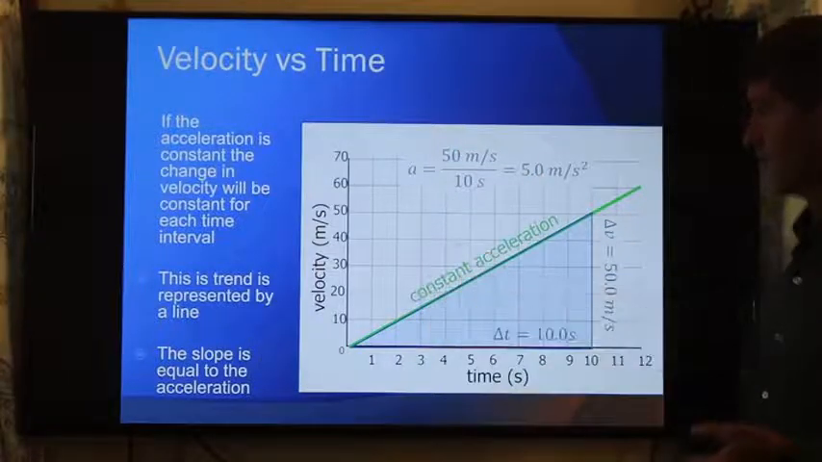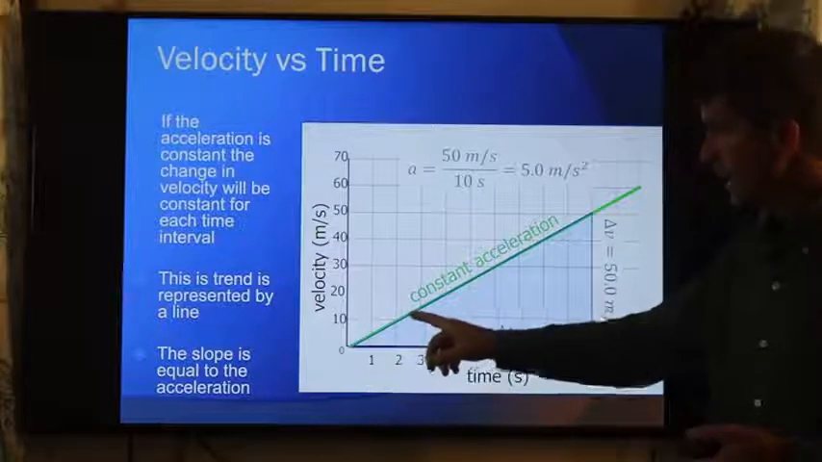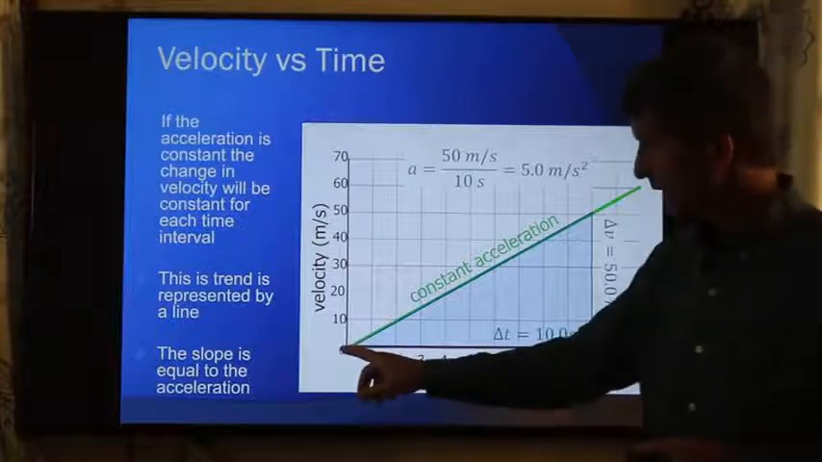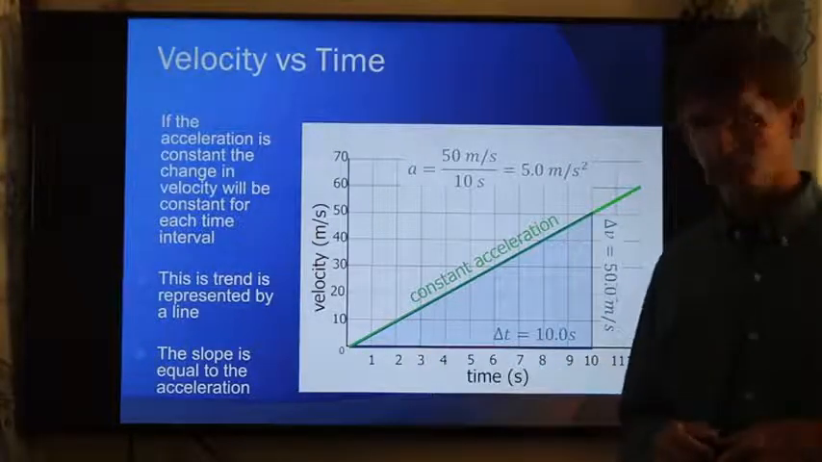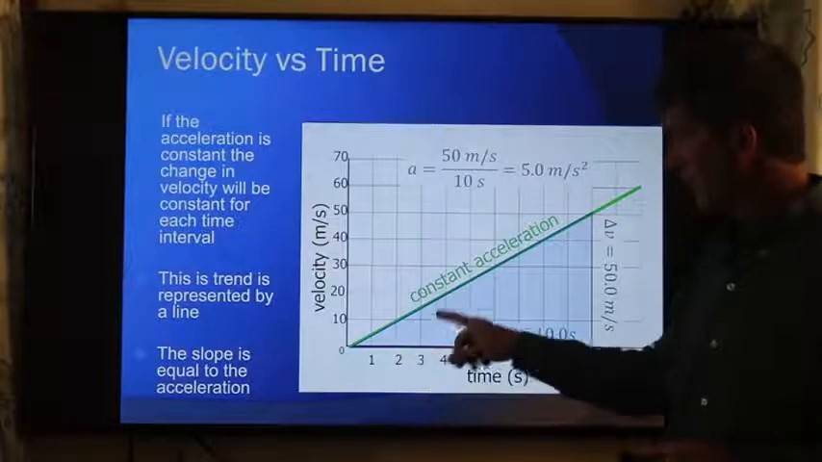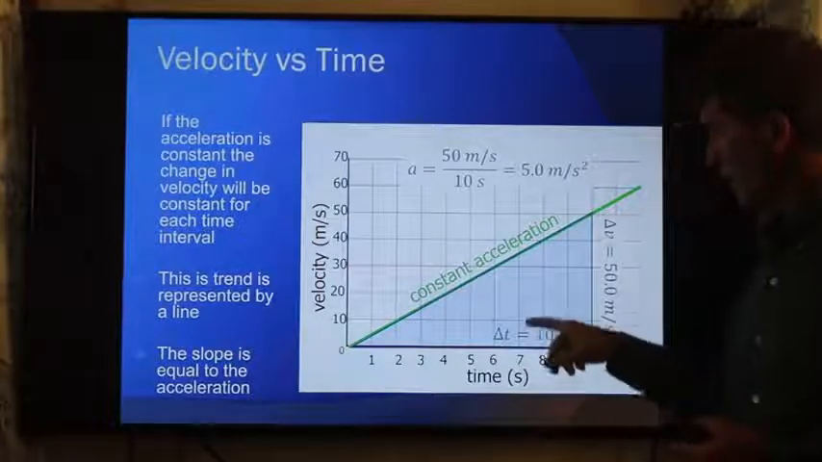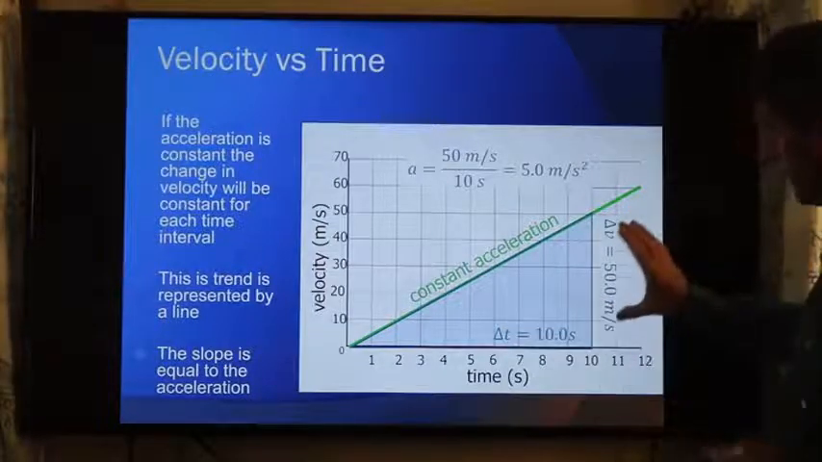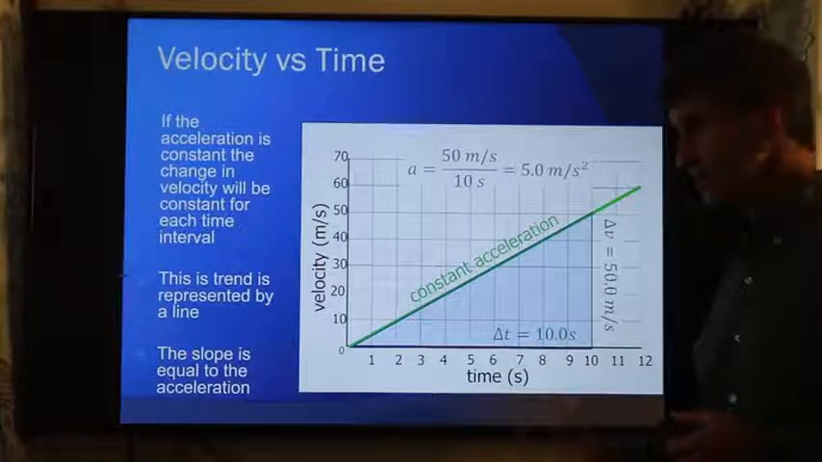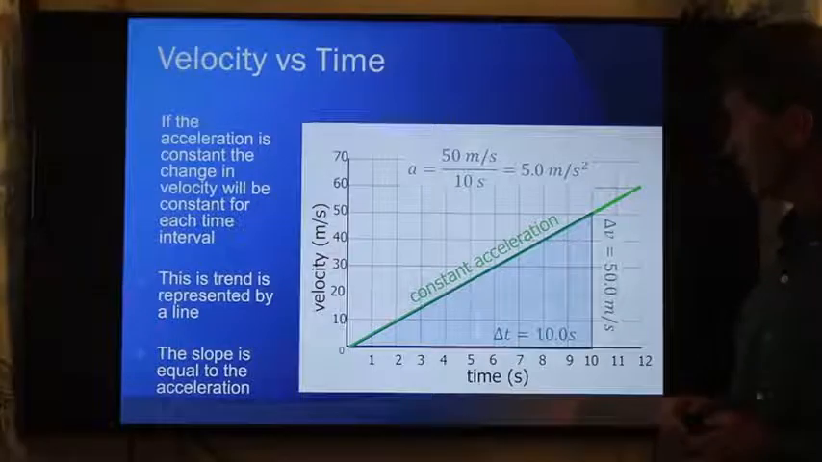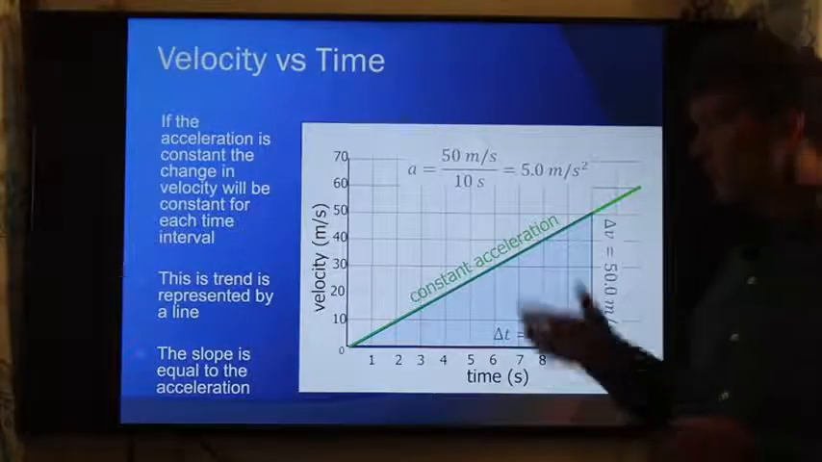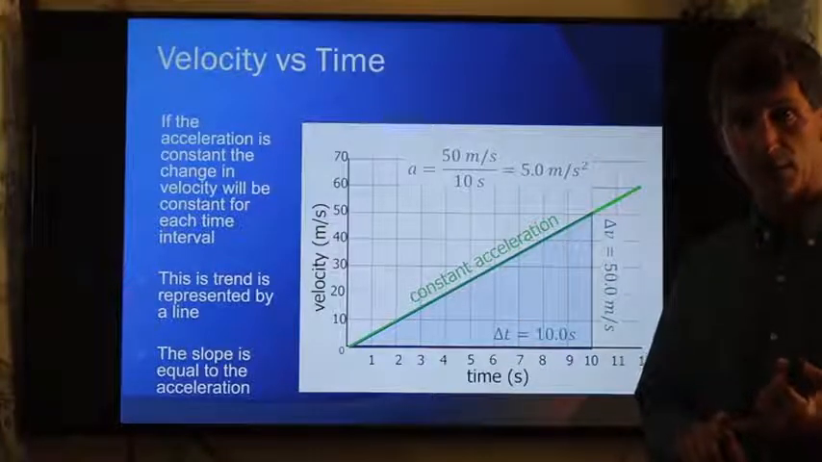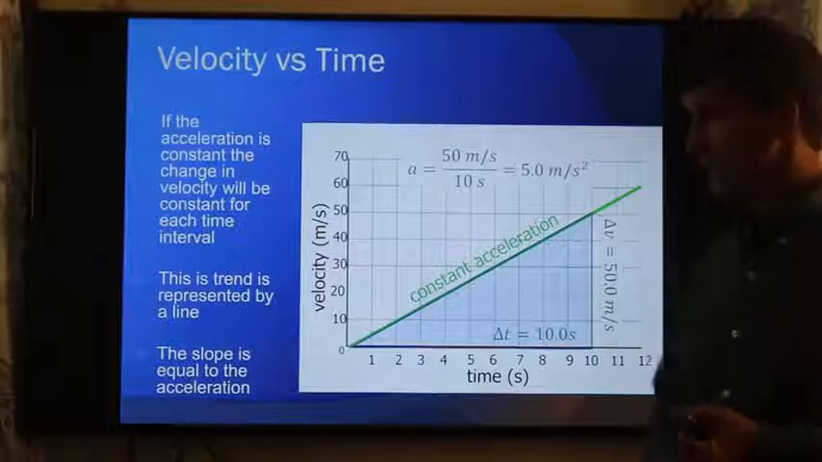So, in this particular case, we have the velocity increasing by the same amount over a given amount of time. It looks like for every 2 seconds we go up by 10 meters per second. So after 4 seconds we're at 20, after 6 seconds we're at 30, and so on. If we take the slope, 50 meters per second after 10 seconds, that gives us an acceleration of 5 meters per second squared. This is the simplest case. Here, the acceleration is constant, so the average acceleration is also going to be the instantaneous acceleration.